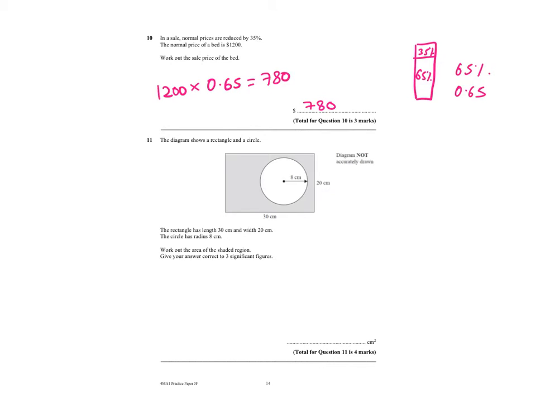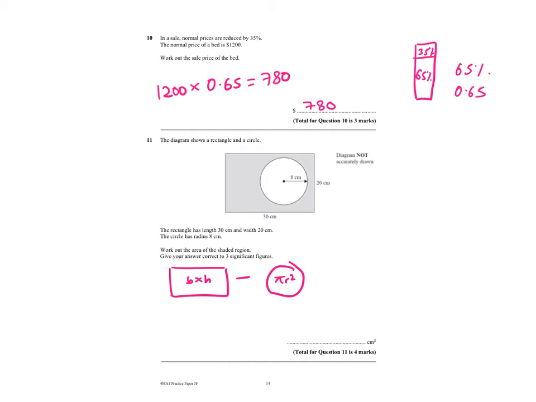Question 11. The diagram shows a rectangle and a circle. The rectangle has a length of 30 and a width of 20. The circle has a radius of 8. Work out the area of the shaded region. So I always like to draw these out. I need to find the area of the rectangle, and I need to minus the area of the circle. Now, the area of a rectangle is base times height. The area of a circle is pi r squared.